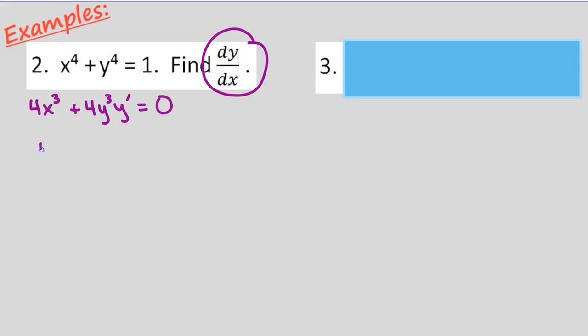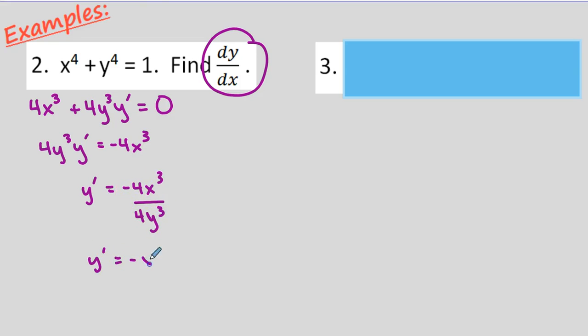Now we isolate y prime. Subtract 4x cubed from both sides. 4y cubed y prime equals negative 4x cubed. Divide both sides by 4y cubed, and y prime equals, reduce it, and it equals the opposite of x cubed over y cubed. This one is fairly similar to the last problem, isn't it? But it's not a circle, it's some other kind of, I don't know what object we have there.